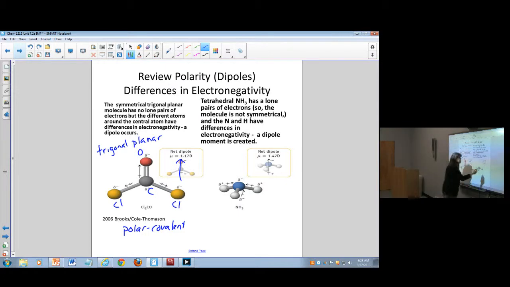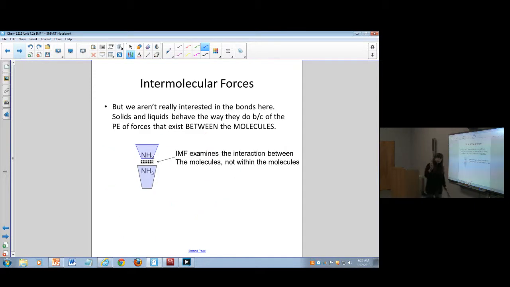Likewise, here's ammonia, NH3, which, if you were to draw its Lewis structure, would look like this with this lone pair of electrons. Almost all structures with lone pairs of electrons are also polar covalent. So this is also a polar covalent molecule. Now, that's interesting, and we need to know those things, so you're going to have to analyze them.